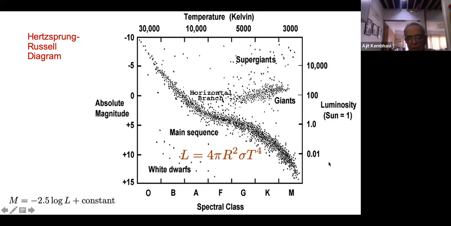See, when this was discovered independently by Hertzsprung and Russell, I believe it was in the second decade of the 20th century. They had no idea whatsoever as to why stars lie along the main sequence and why some stars are giants and some stars are supergiants. They had absolutely no idea. And in fact, right at that time, it was not even clear what is the material which makes up the stars, meaning is it a liquid or is it a gas?